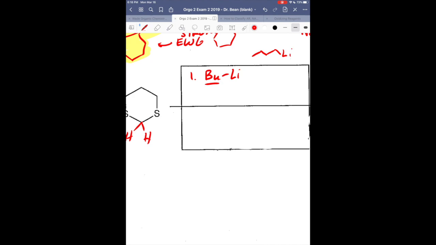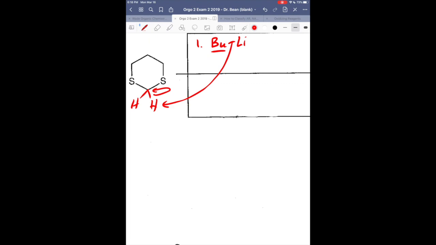And just like a bully is gonna steal someone's lunch money, this is stupid, but this is a way to remember it. Just like a bully would steal your lunch money, this bully here is gonna steal your proton. So it abstracts the proton off of here and puts the electron density onto that carbon. And you create a carbanion when you do that. So let me put everything else the same.